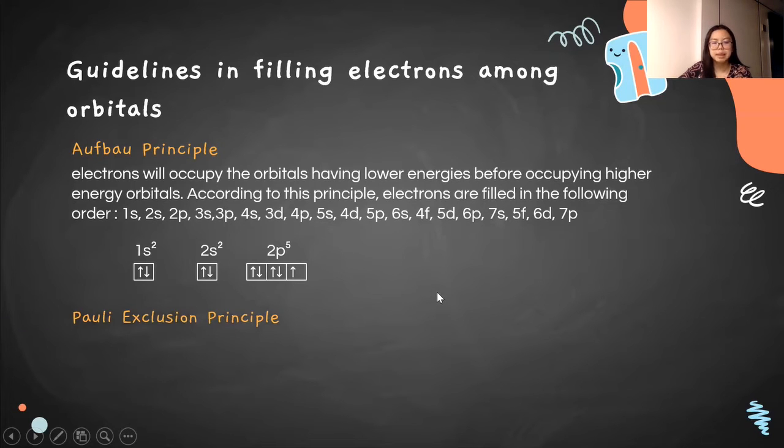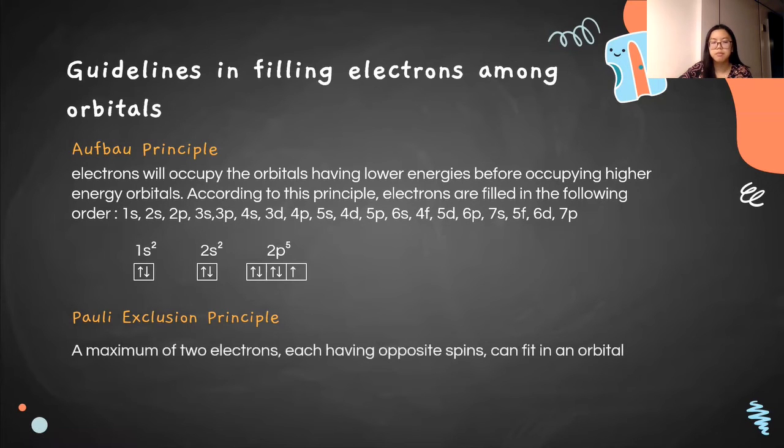Then the second is the Pauli exclusion principle. A maximum of 2 electrons, each having opposite spins, can fit in an orbital. So it has the maximum of 2, so it must be an up arrow and down arrow.